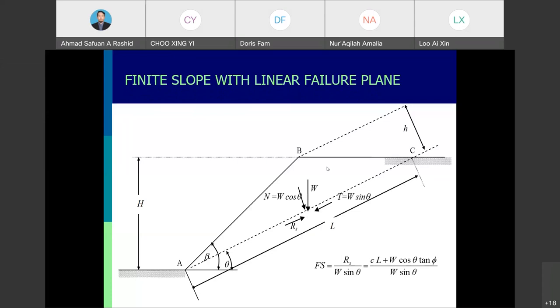I have discussed a little bit on this finite slope with linear failure plane. For the example of the calculation, we may refer to Dr. Kamarudin's reference book, but this is just to share with you the type of analysis usually used to determine the factor of safety of the slope, either for the infinite or for the finite slopes.